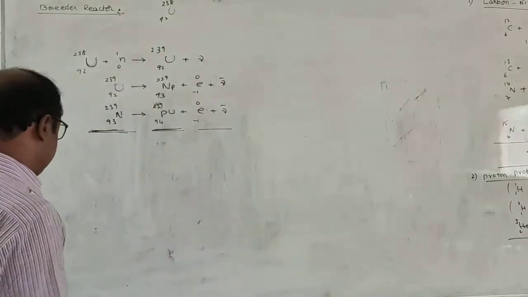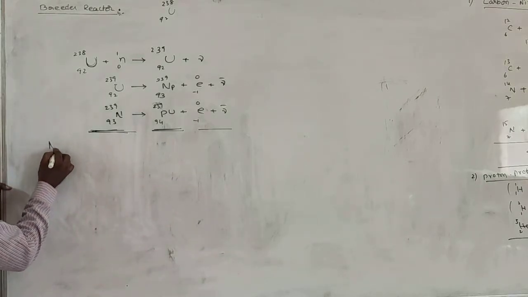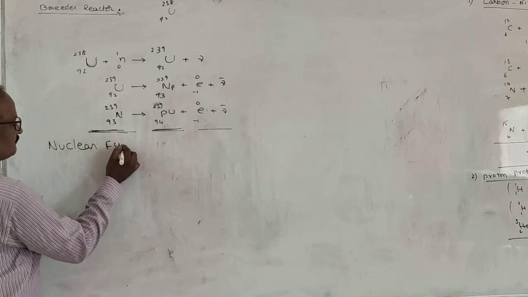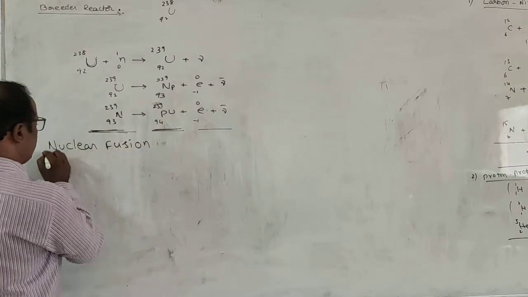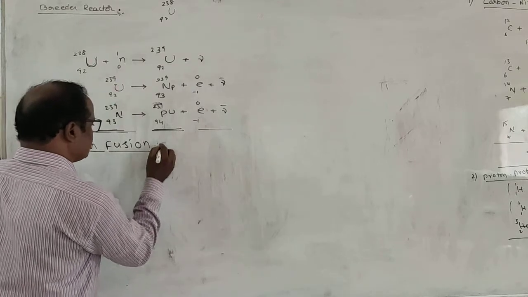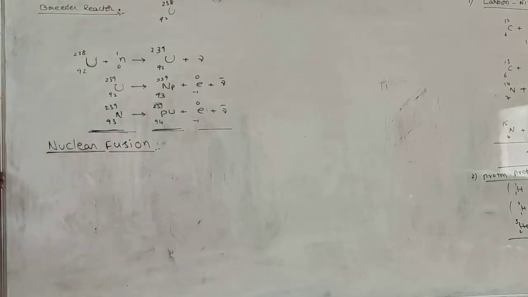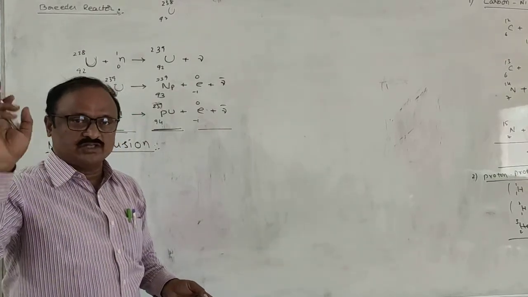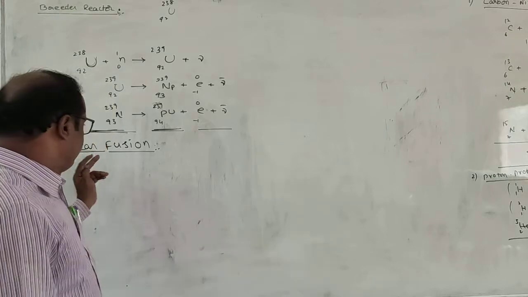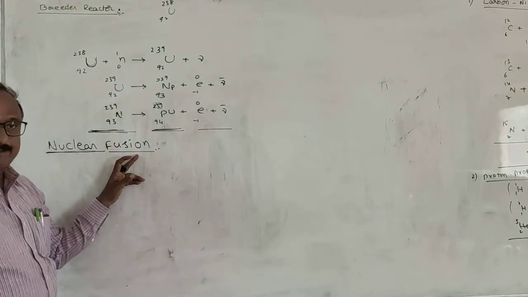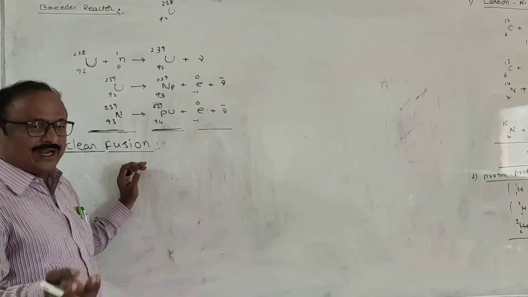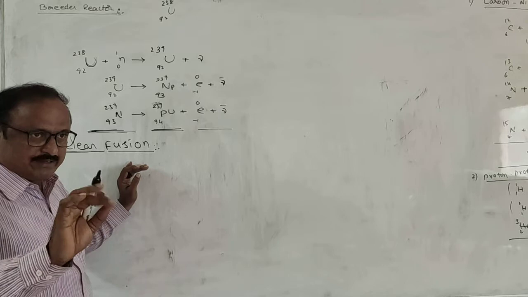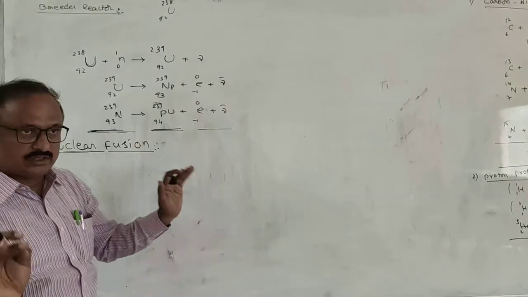Right. Next one, what is meant by nuclear fusion? Fission means a heavy nucleus is split up into two or more fragments. Fusion means two or more lighter nuclei are combined to form a heavy nucleus and also emit a large amount of energy, and this is known as nuclear fusion.